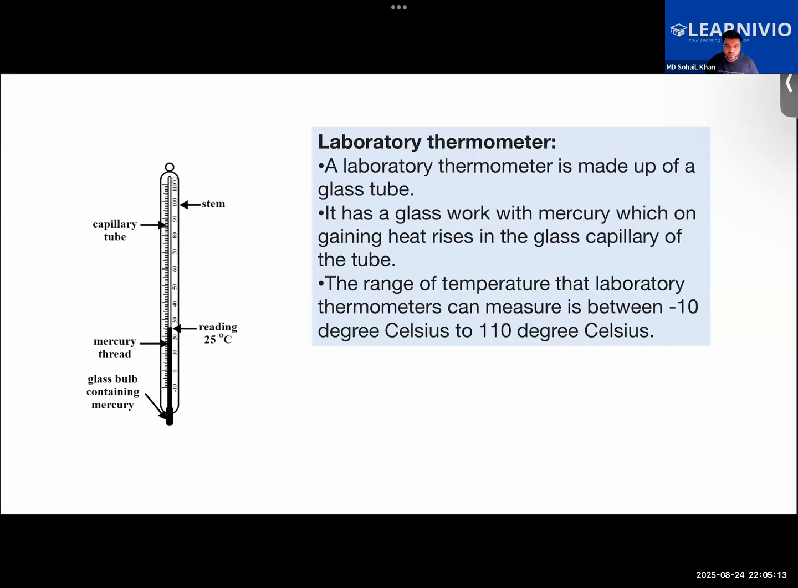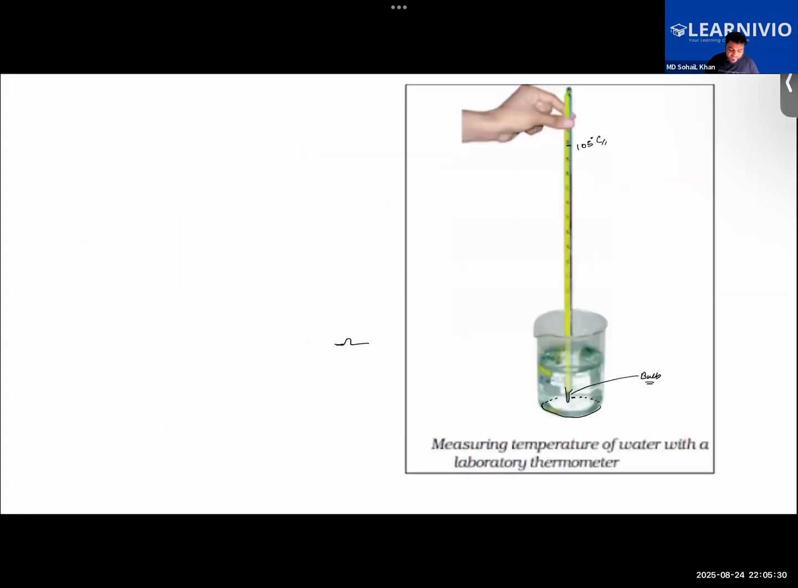Then we have the laboratory thermometer. Its construction is quite similar, but the reading range is different. It reads temperature from minus 10 degrees Celsius to 110 degrees Celsius. It also does not have a kink. Good, Halima. It does not have a kink, because a kink is not necessary, because you can just keep it inside what you want to measure. So kink is no need.